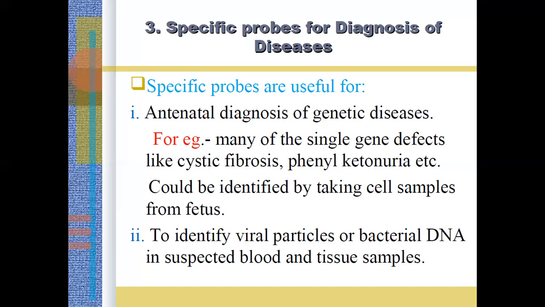That single defective gene could be diagnosed using recombinant DNA, or genetic engineering technology, in which specific probes are designed that can detect that single gene defect and can correct it. All these things would come under the antenatal diagnosis of genetic diseases, and it could be identified by taking cell samples from the fetus. Now also the probes can be useful for the diagnosis of viral particles or bacterial DNA in suspected blood and tissue samples.